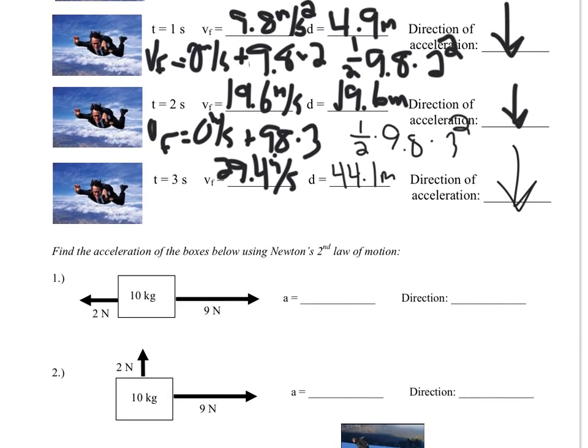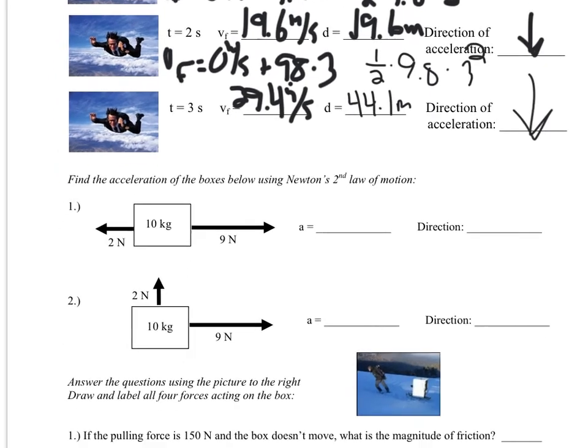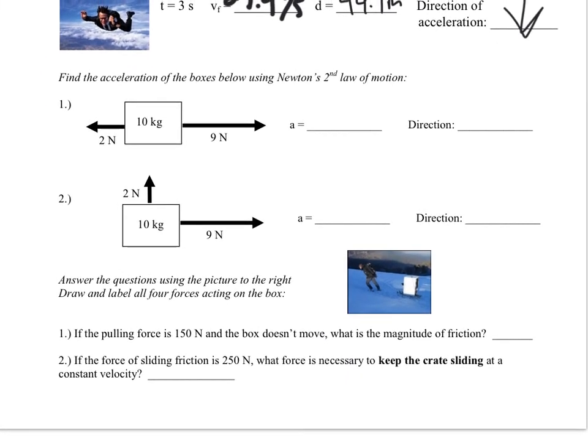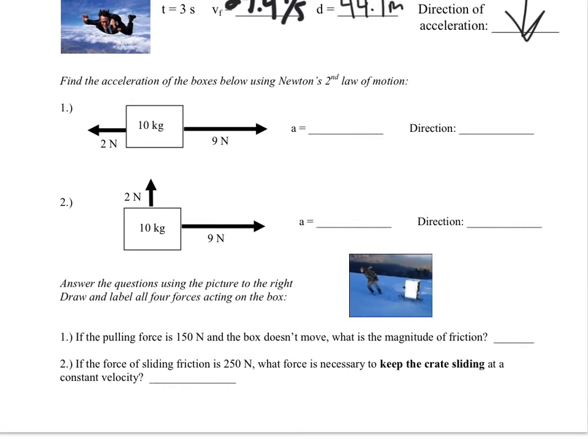Now if we take a look at the next questions here, find the acceleration of the boxes using Newton's second law of motion. Please remember, Newton's second law of motion applies when net force is anything except 0. So that is when the net force is not equal to 0.